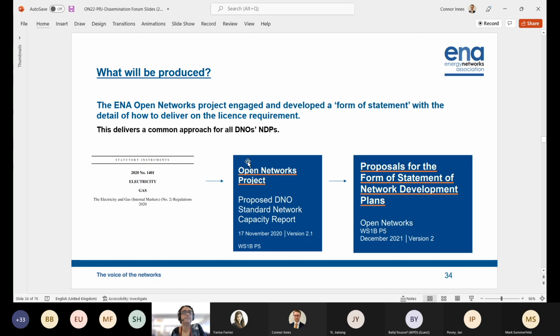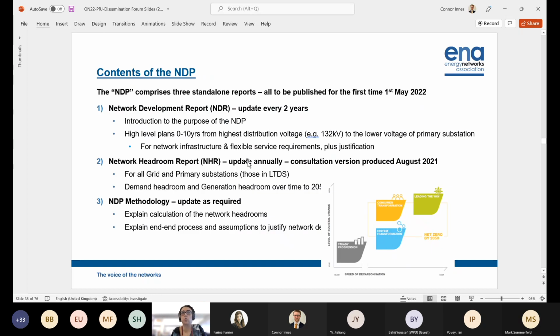If we go to the next slide, I'm going to talk through what that form of statement includes at high level. So there are 3 standalone reports within these new network development plans. There are the network development reports. Those are going to be updated at least every 2 years.